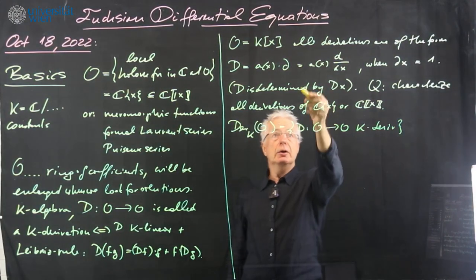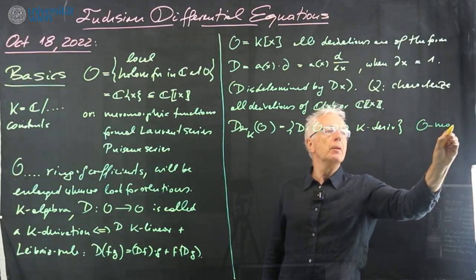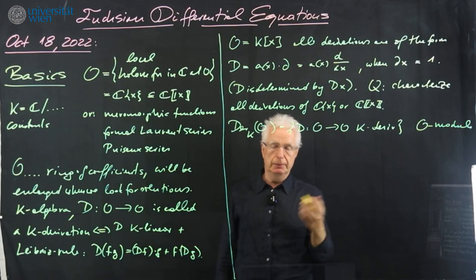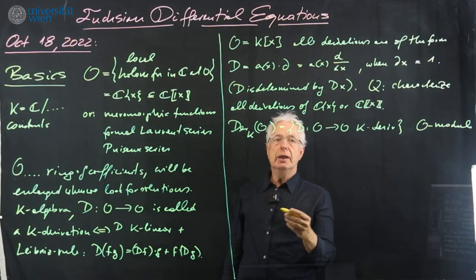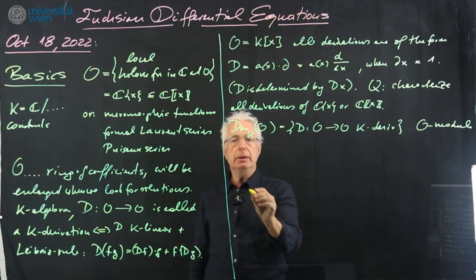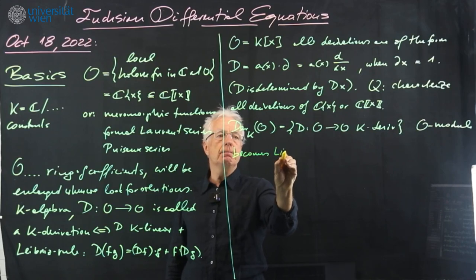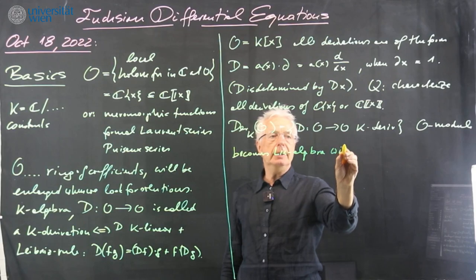This is, of course, now, as we can multiply with functions, an O module. Of course, all these concepts extend to several variables, but we don't need it today and in this class. This is an O module, and actually it also becomes a Lie algebra with the bracket.